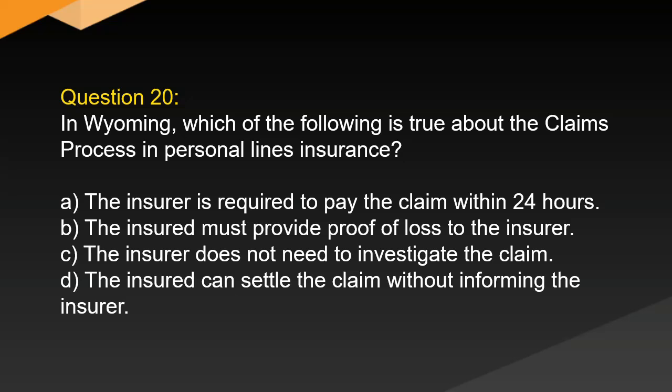Question 20. In Wyoming, which of the following is true about the claims process in personal lines insurance? A. The insurer is required to pay the claim within 24 hours. B. The insured must provide proof of loss to the insurer. C. The insurer does not need to investigate the claim. D. The insured can settle the claim without informing the insurer.